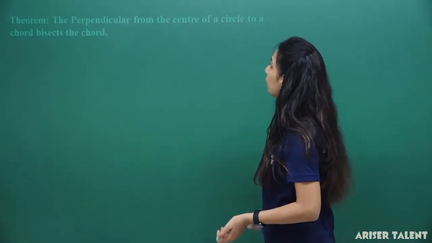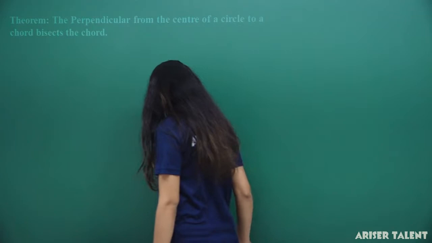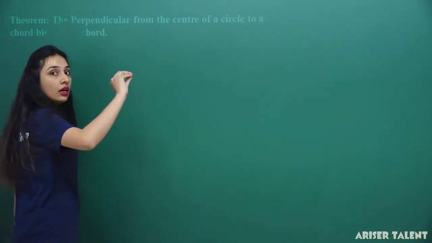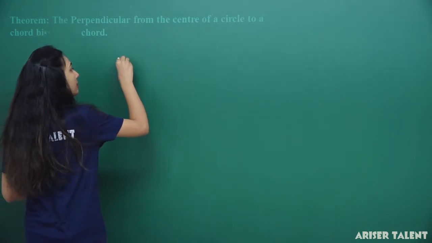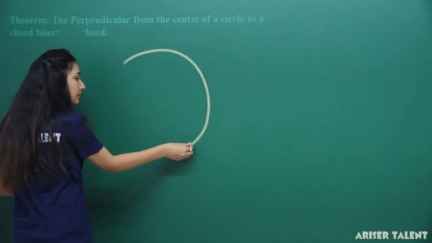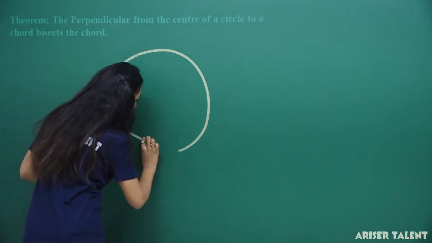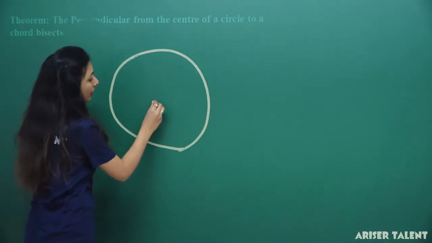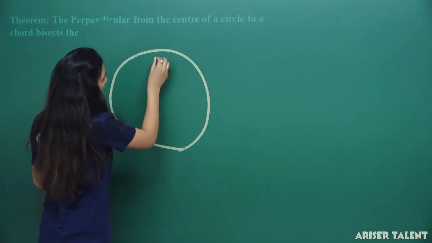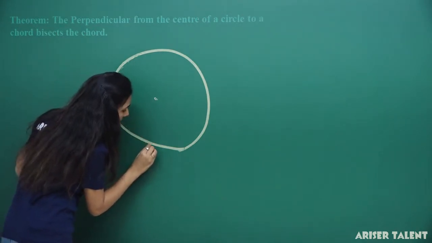See, the perpendicular from the center of a circle to a chord bisects the chord. What does that mean? If I am having this circle, because whatever it's having, it's compulsorily including a circle, isn't it? So I am drawing a circle here. Whether it looks like a complete circle or not, you have to assume my circle to be a circle only.